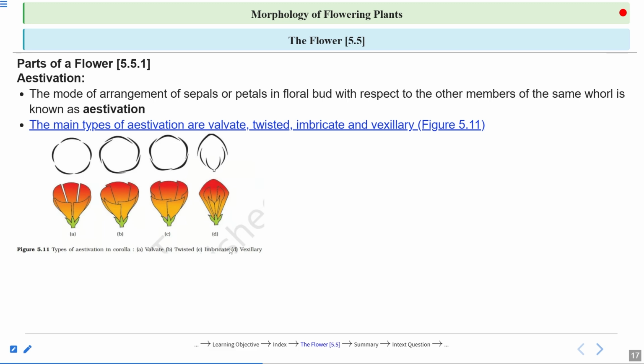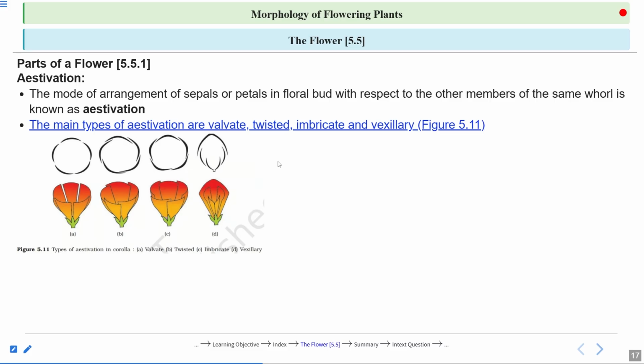Coming to this, vexillary, very, very important. See, estivation is for both. When you see the floral diagram, you see there is an estivation for petals as well as the sepals.